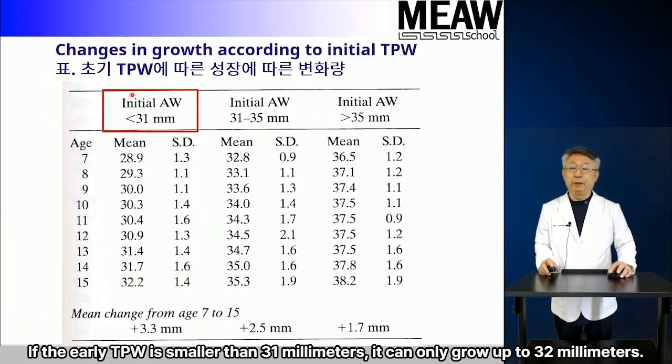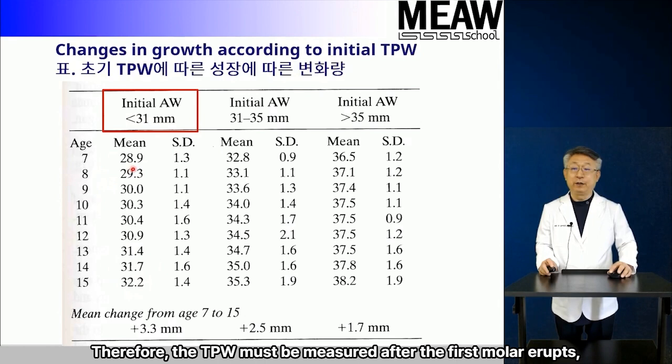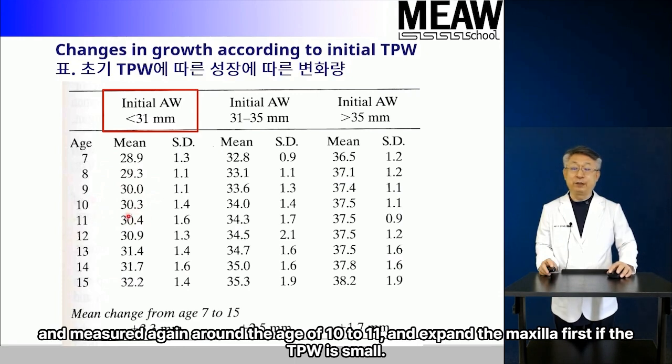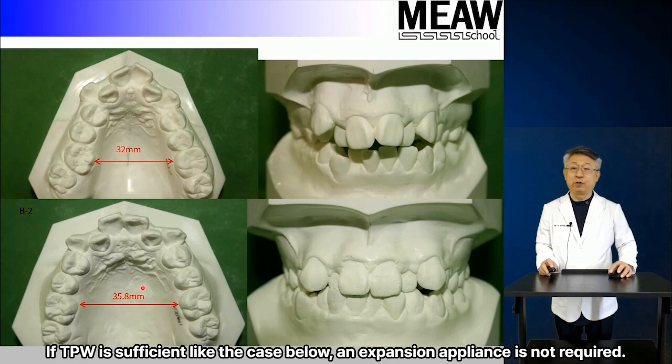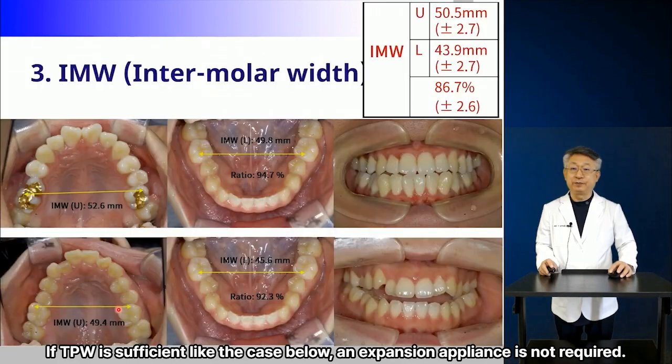If the early TPW is smaller than 31 millimeters, it can only grow up to 32 millimeters. Therefore, the TPW must be measured after the first molar erupts, and measured again around the age of 10 to 11, and expand the maxilla first if the TPW is small. The case above has a narrow TPW of 32 millimeters. The case below has a sufficient TPW of 35.8 millimeters. If TPW is sufficient like the case below, an expansion appliance is not required.